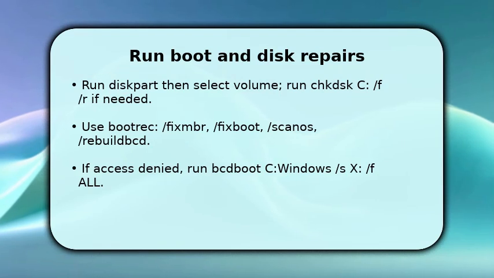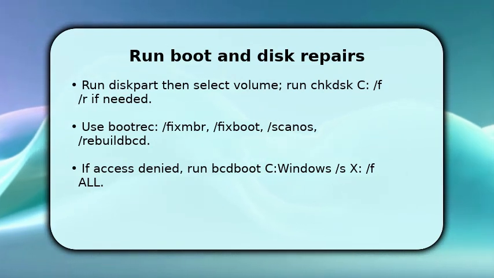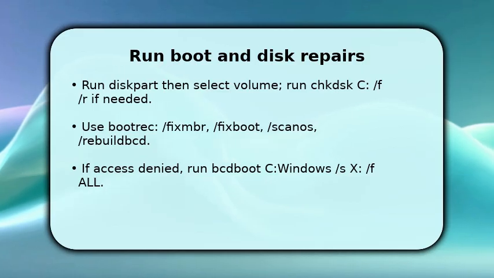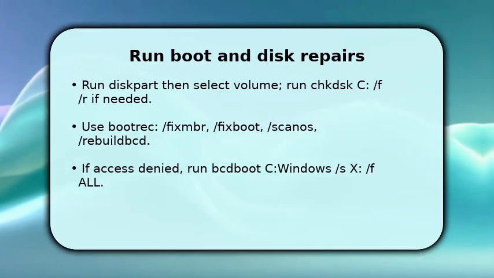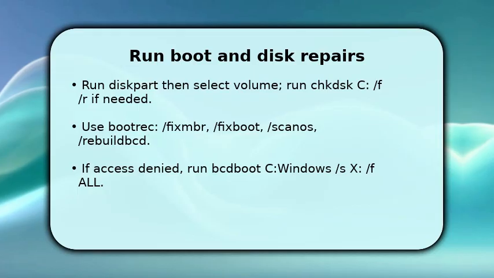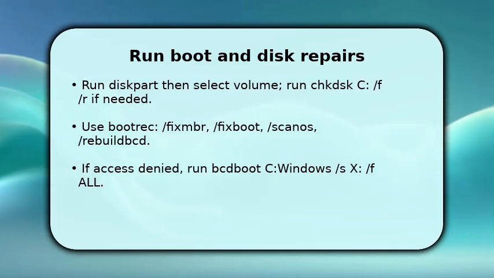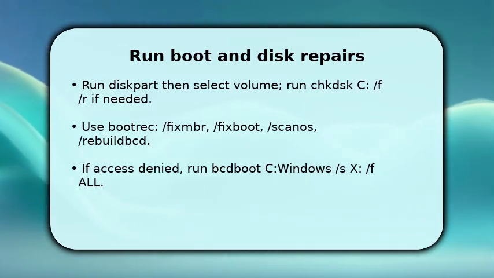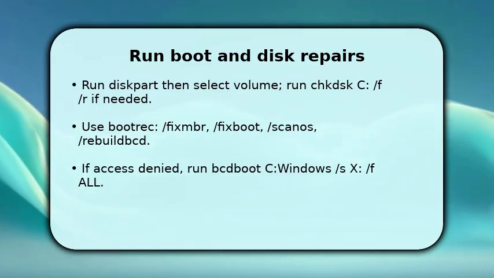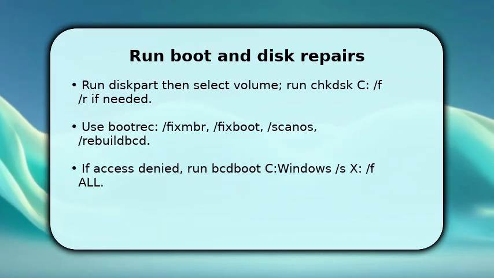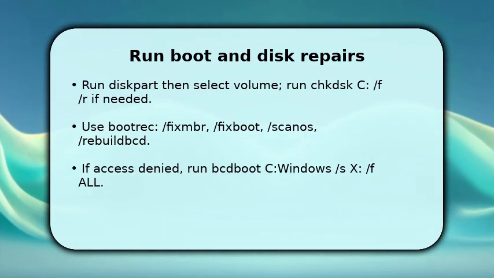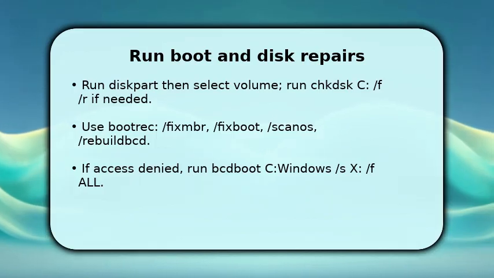You will now repair disks and the boot configuration. First, run chkdsk on the Windows volume to repair file system errors. This prevents repeated boot failures. Next, run bootrec /fixmbr and /fixboot to restore the master boot record and boot sector. Then use bootrec /scanos and /rebuildbcd to recreate the BCD store. If bootrec reports access denied, use bcdboot to copy boot files to the system partition and recreate the BCD entries.